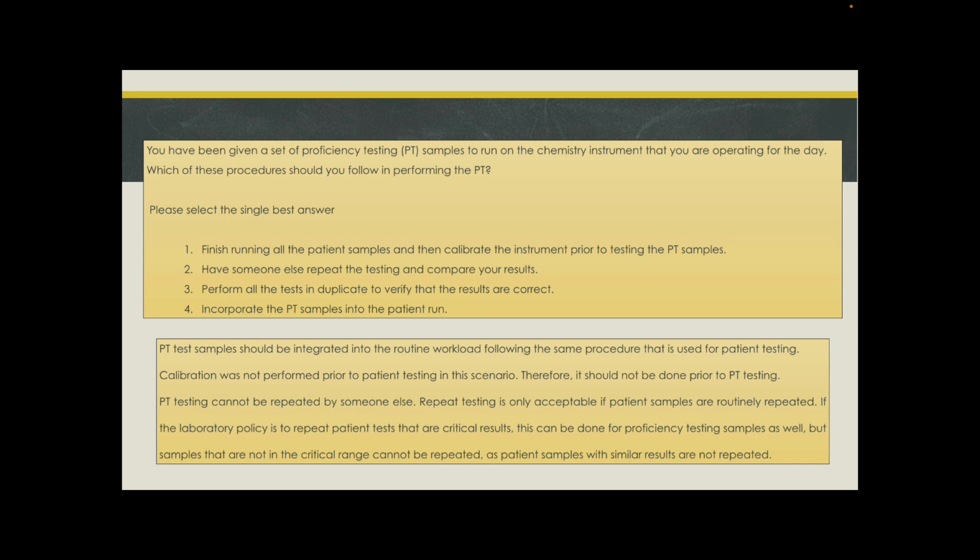If the laboratory policy is to repeat patient tests that are critical results, this can be done for proficiency testing samples as well, but samples that are not in the critical range cannot be repeated, as patient samples with similar results are not repeated.